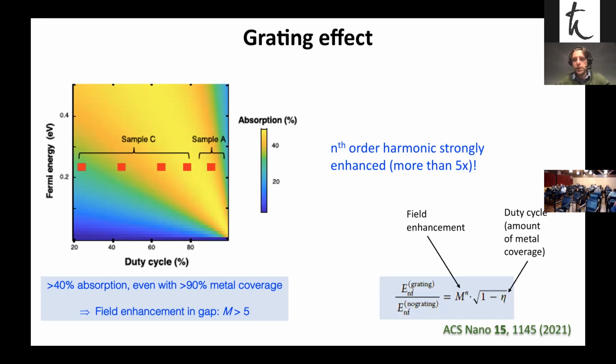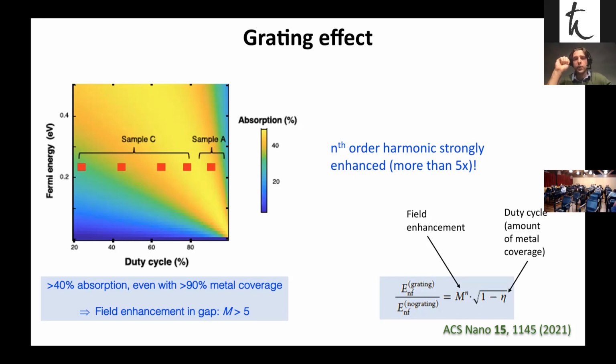And that is because your harmonic is increased by more than just this factor 5. In fact, we can understand how much it is increased. And that is actually the field enhancement factor to the power of your harmonic. And then if you think about actually not the electric field enhancement, but the third harmonic power that is generated, it's actually the field enhancement to the power 2 times the harmonic order. So for the third harmonic, this would be 5 to the power 6.